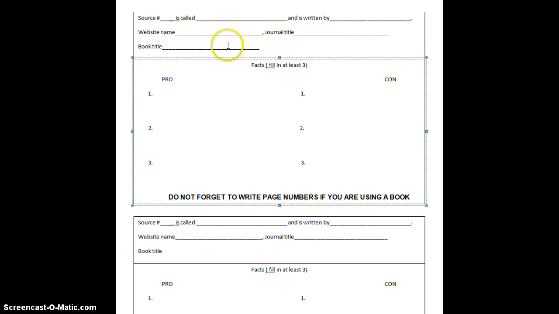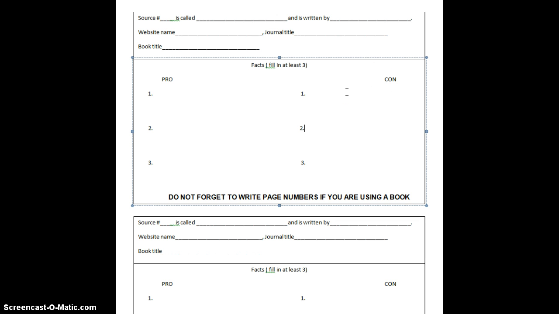On these resource pages you have source 1, 2, 3, or 4. Tell me what it's called, tell me who wrote it, what website did you get it from, what book did you get it from, what journal did you get it from. Wherever you're getting the information, I need at least 3 facts, examples, or opinions on this page. Hopefully you can find 3 pros and 3 cons.